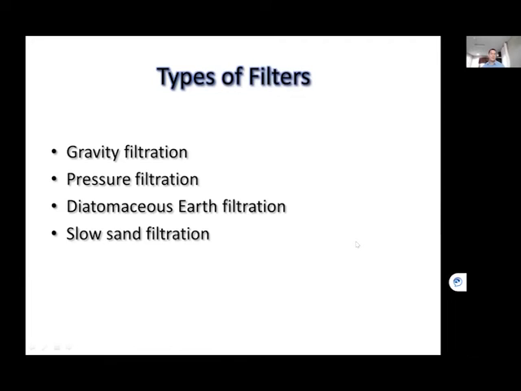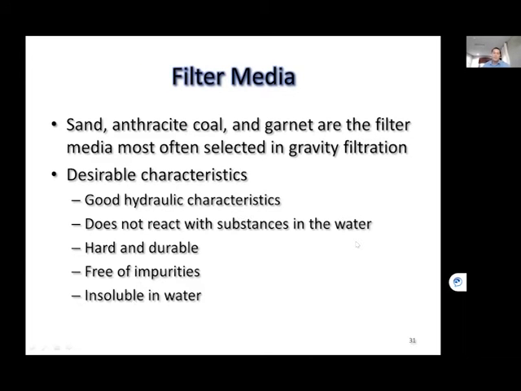Different types of filters: gravity filtration, pressure filtration, diatomaceous earth filtration, slow sand filtration. Most agencies, most conventional water treatment plants, are going to use gravity filtration. Filter media. You're going to have sand on the bottom of your filter media. You're going to have anthracite coal. Garnet is like a sand that may be used.